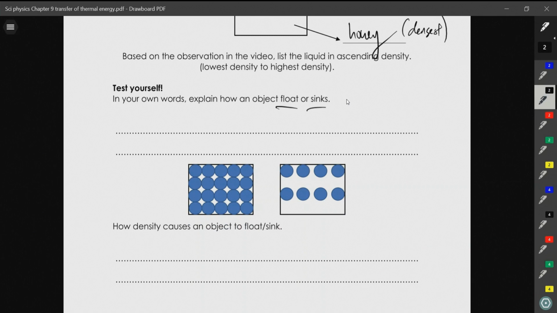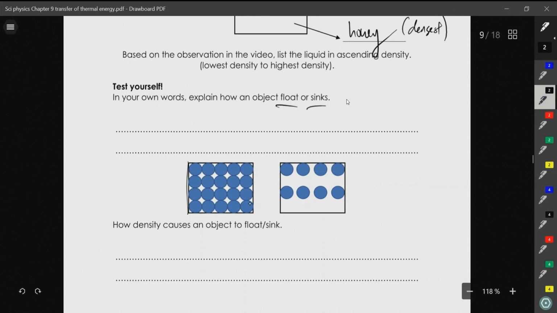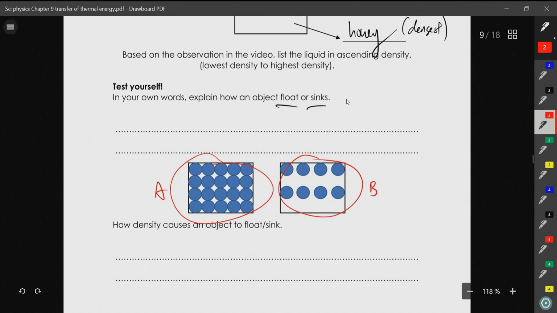That's because for a certain given volume or area over here, you have a different number of particles, and this different number of particles shows you the density. The one I labeled A is of higher density than the one labeled B. Just see, while this has 20 particles in this box, this only has 8 particles in the same box. So obviously the density of A is higher.